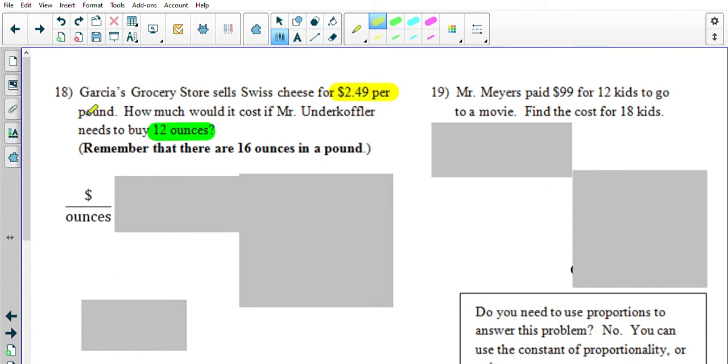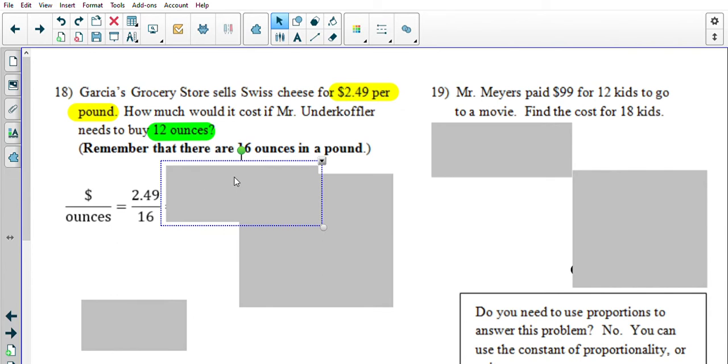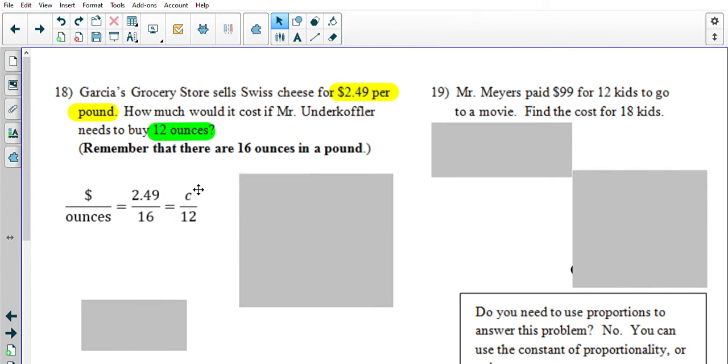$2.49 per pound? Well, that's why we have this hint that there are 16 ounces in a pound. So it's $2.49 for 16 ounces, 1 pound. We want to find the cost for 12 ounces. 12 is going to go on the bottom with our ounces, and we will have C over 12, cost for 12. So it's $2.49 for 16 ounces. We want to find the cost for 12 ounces.